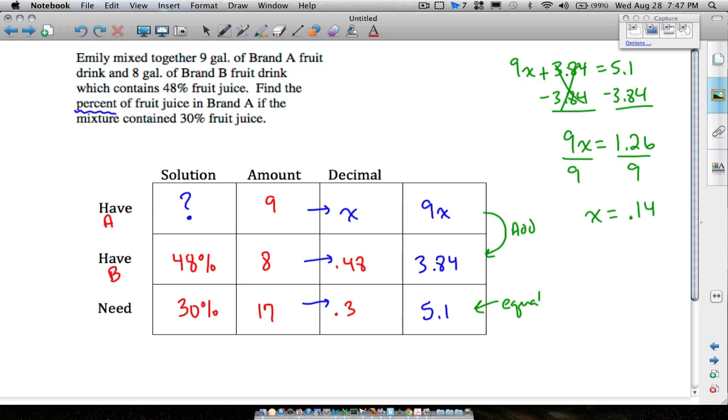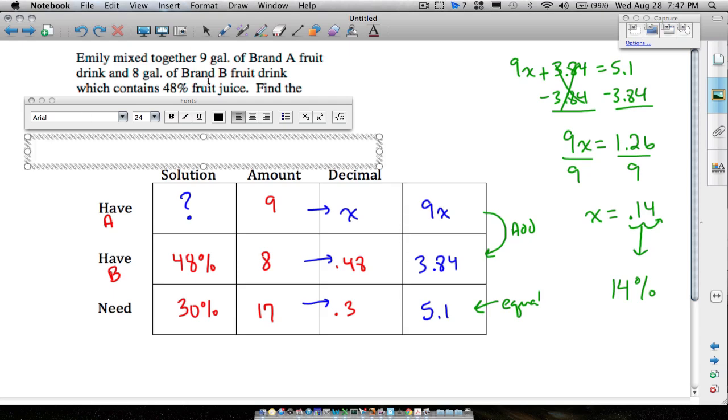Like I said, we're going to get a decimal for that, and the reason why I moved the x over here again is because when we obtained these numbers here, we took the amount times a decimal, the amount times a decimal. So I really moved that x over here to the decimal spot, but remember, we want to find the percent. Well, all we have to do to convert this decimal to a percent is move the decimal 2 places to the right, so we want to have a 14% mixture of brand A.